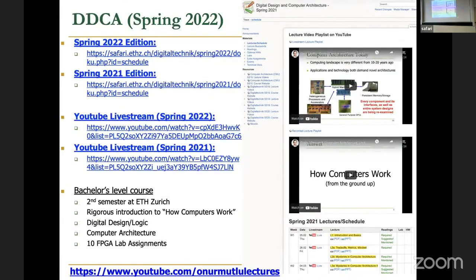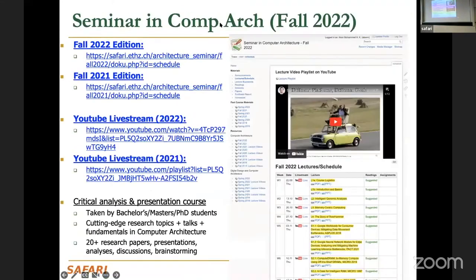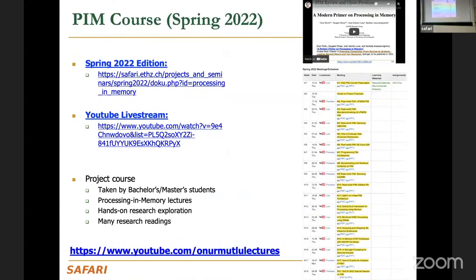So the fall 2022 version is not the same, and the fall 23 version is not going to be exactly the same. Okay, seminar is what you're taking right now. So we also have a processing in memory course. This is the first processing in memory course that I know of that anybody has started. Of course, anybody can correct me on that. So we actually have a lot of interesting things over here.